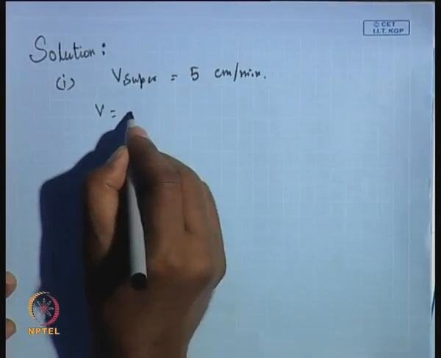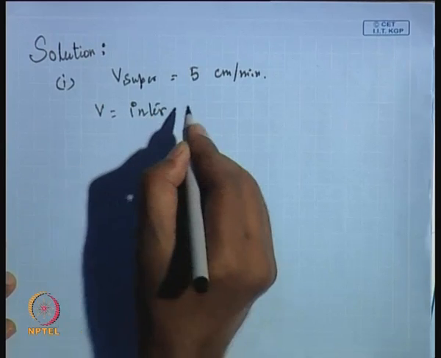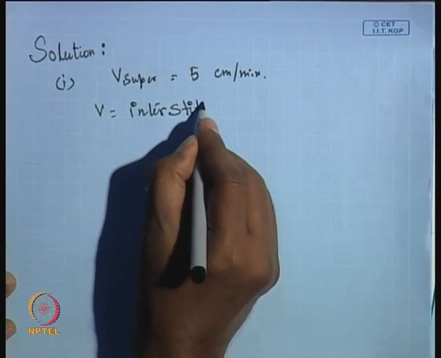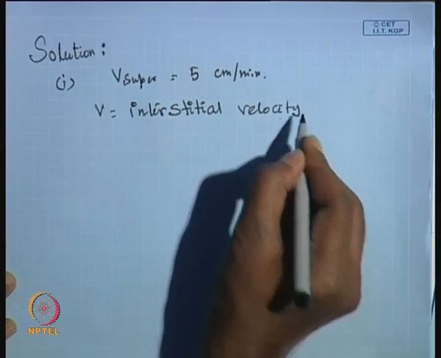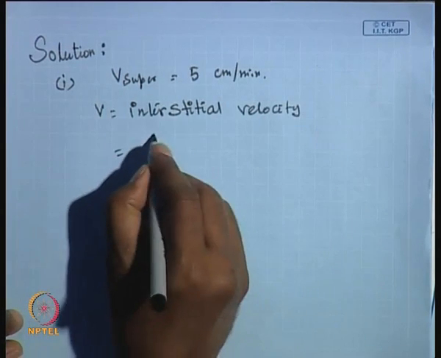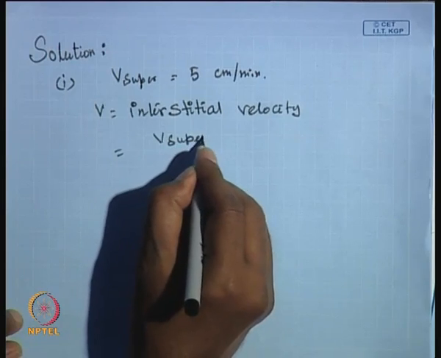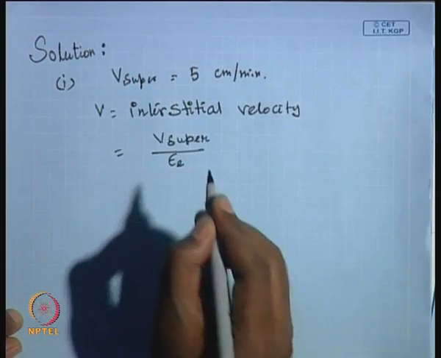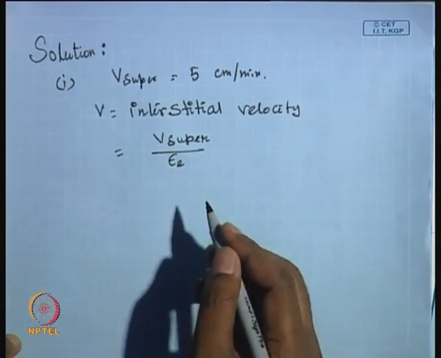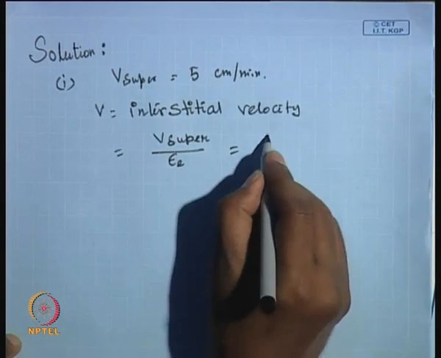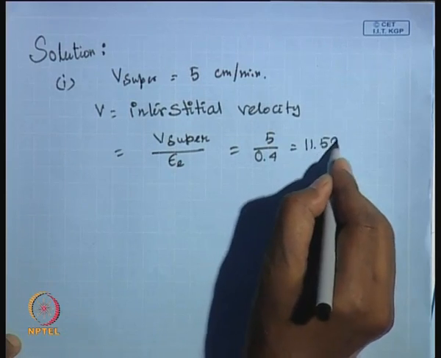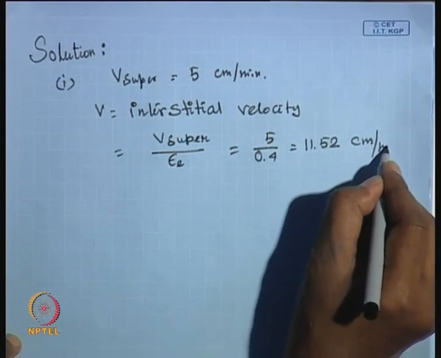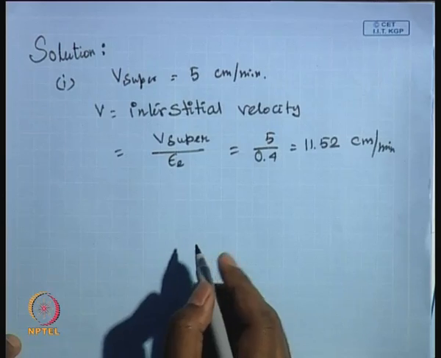So, interstitial velocity V is given by V superficial divided by epsilon E, that is the interparticle porosity, which is given as 0.4. So, 5 divided by 0.4, and this turns out to be 12.5 centimeter per minute. Okay.